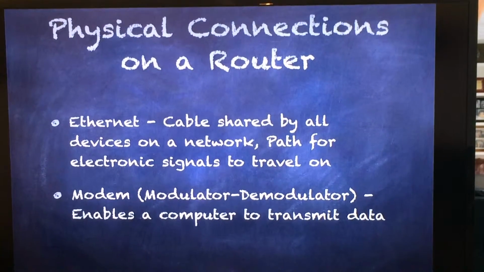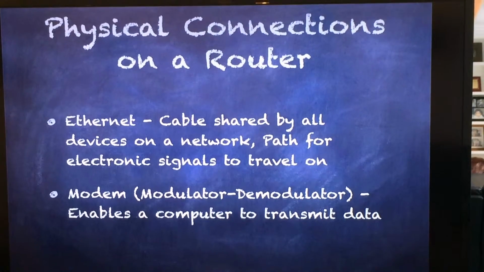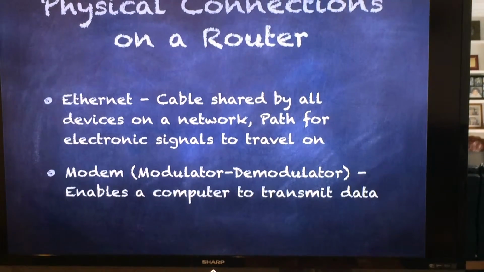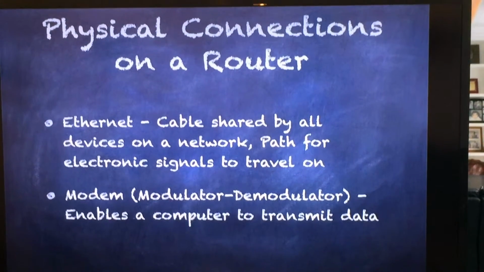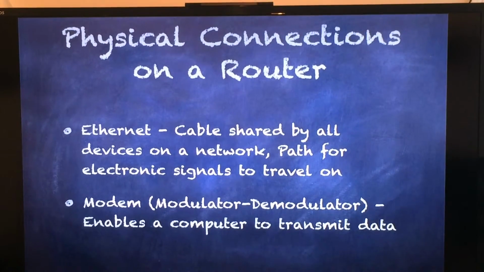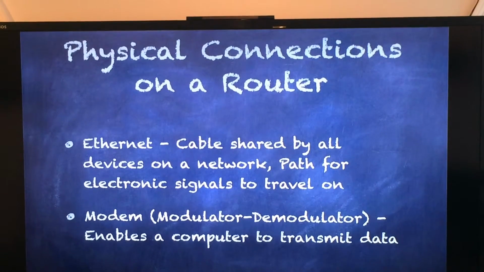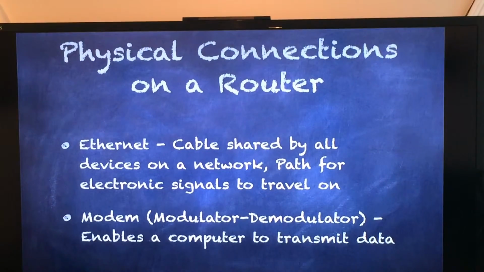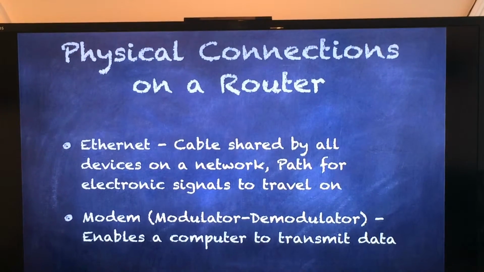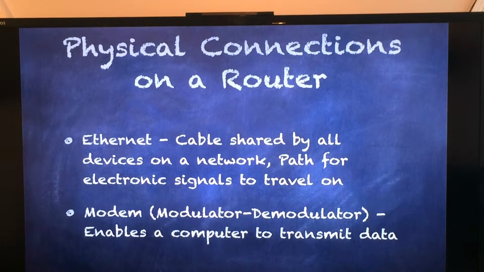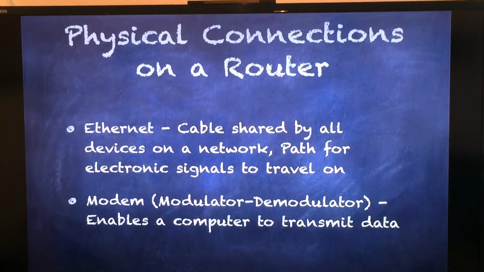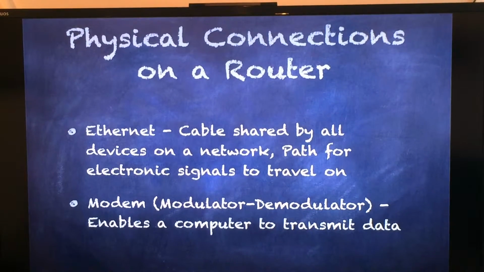Now it's time to talk about the physical connections on a router and actually show you all what a router looks like. As we discussed in our last video, in order to connect to the internet, a router has a place to plug in an Ethernet cable, which is a cable shared by all devices on a network, and a path for electronic signals to travel on. The Ethernet cable is connected to what is called a modem, or a modulator-demodulator, which enables a computer to transmit data.